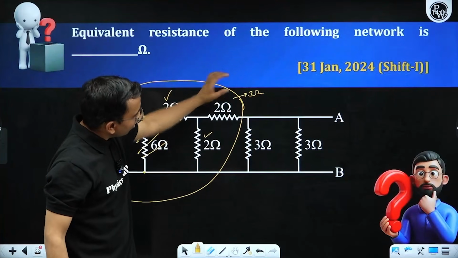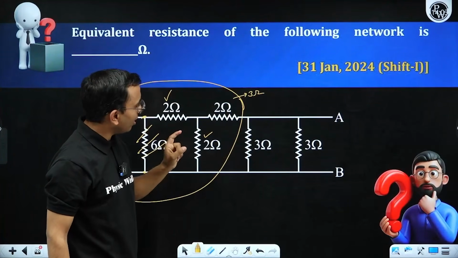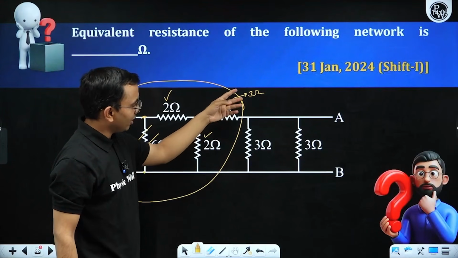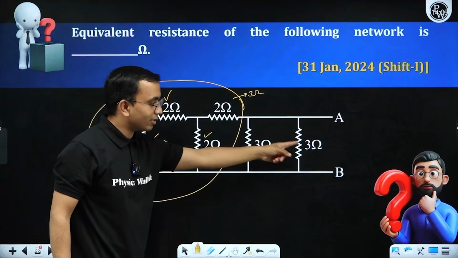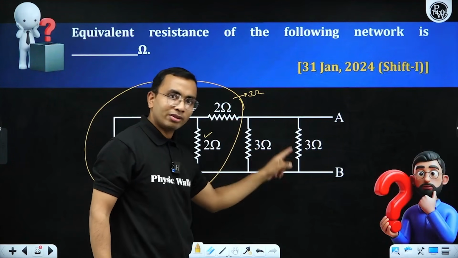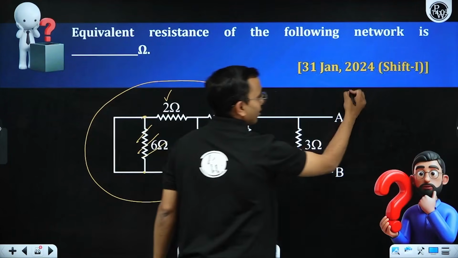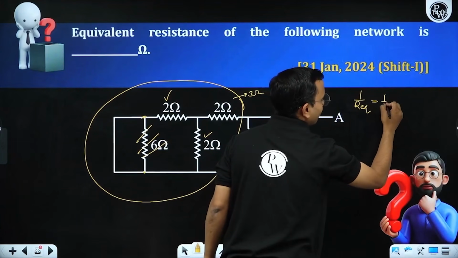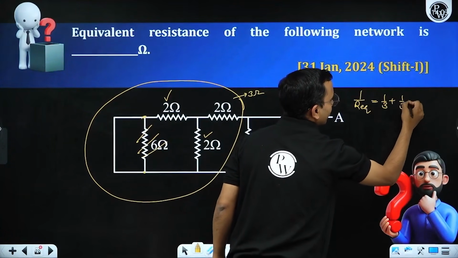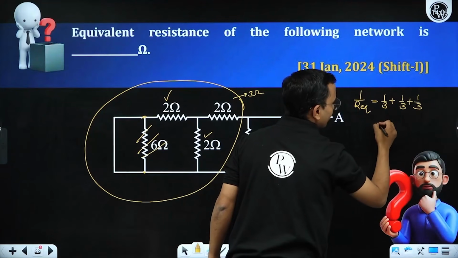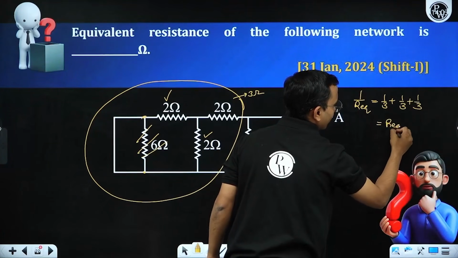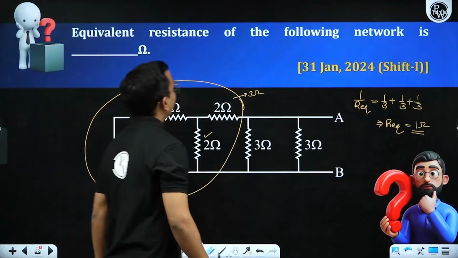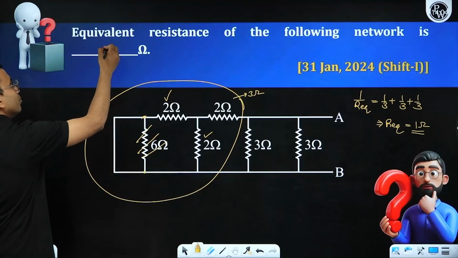Now this 3 ohm and this 3 ohm are in parallel. So what it is? 3 by 2. Okay. But wait a minute. This 3 ohm and this 3 ohm, 3 resistors are there. All 3 are in parallel. So when I say 1 by R equivalent, that is 1 by 3 plus 1 by 3 plus 1 by 3. So from here R equivalent comes out to be 1 ohm.